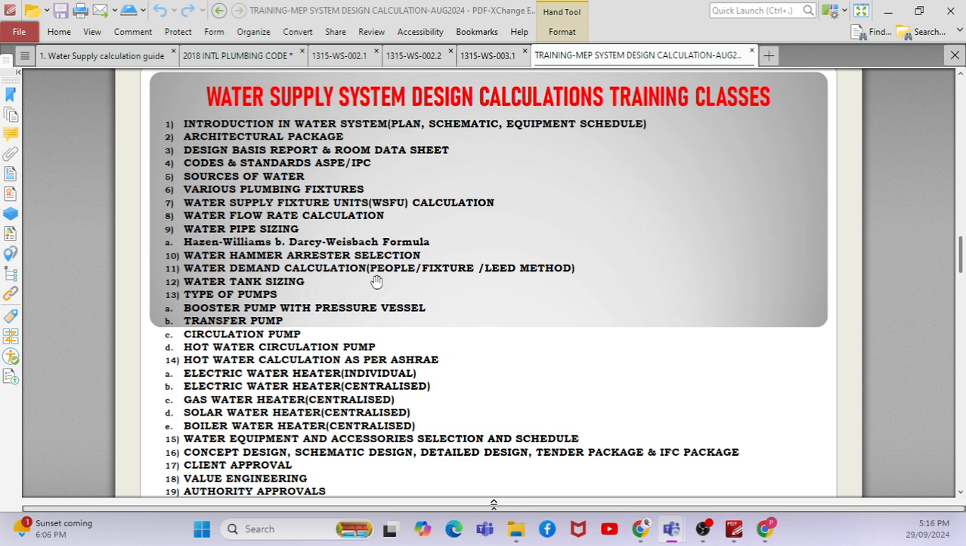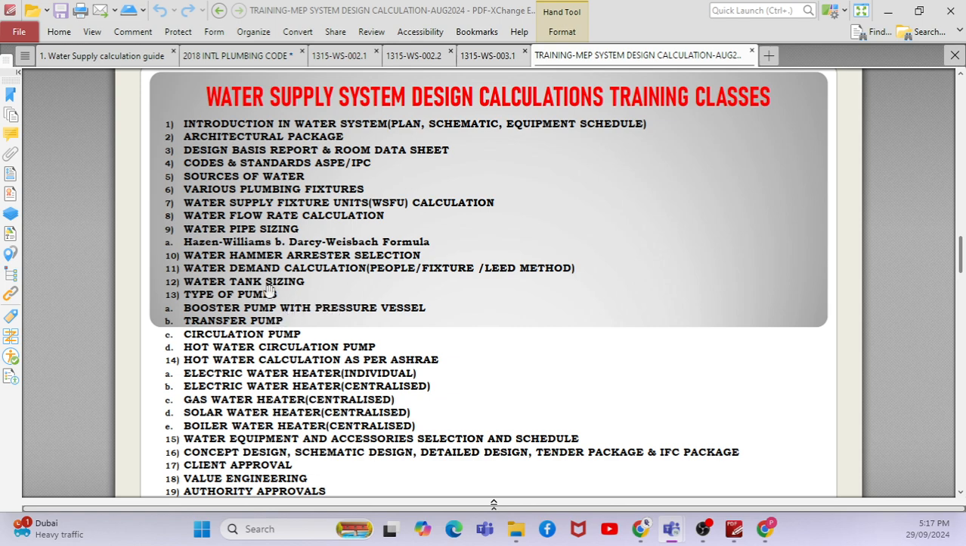We have the Dubai building code, the International Plumbing Code, and then in Abu Dhabi we have a local regulation. Based on that, you can calculate by the people method or the fixture method, or I have shared with everyone the lead method. So you are also able to calculate the water demand. Once you arrive at the water demand calculation, you can size the tank. Water tank sizing: there are different capacities, usable capacity and nominal capacity. Based on that, you can calculate the water tank sizing.